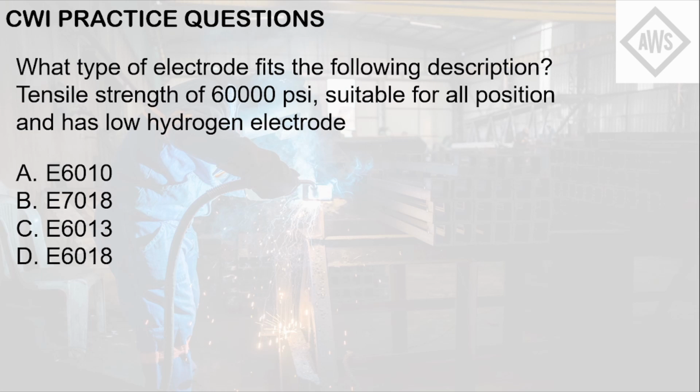E6013 might be the correct answer, but what does the number 3 mean for that last digit? Letter D, E6018. That is the correct answer because the last digit 8 refers to the low hydrogen electrode. Normally for low hydrogen electrodes, the last digit for SMAW ends with 5, 6, or 8. So that denotes a low hydrogen electrode.